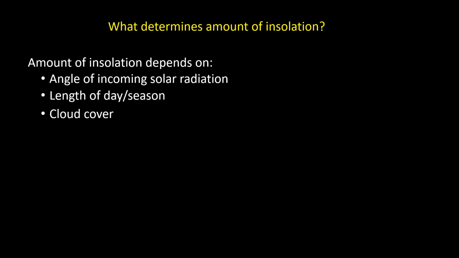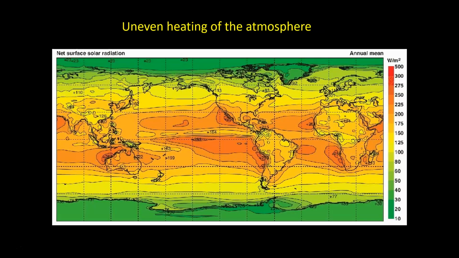Lastly, besides the angle of insolation and the time of year, the amount of incoming solar radiation an area receives is also determined by the transparency of the atmosphere. Cloudy or hazy days will see an area receive much less insolation than clear days. All of these factors combine to heat the surface of the atmosphere unevenly.